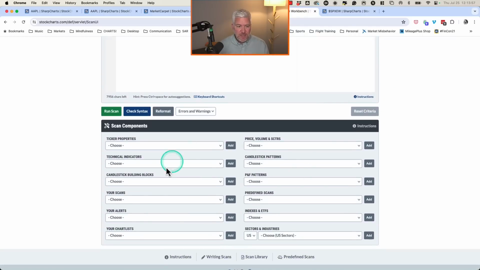What I do is use these drop-down menus at the bottom. I think the trick to answering your question is going down here where it says predefined scans. There's a language and a syntax you have to use to say something like this moving average is crossing above or below this other one.